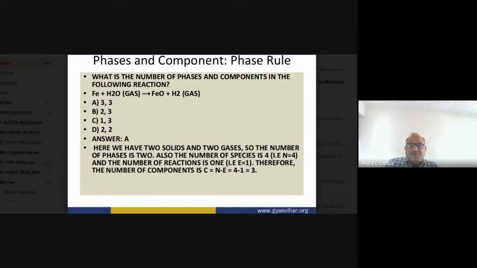Now, what is the number of phases and components in the following reaction? A simple reaction: iron and moisture are converted into FeO as well as H2S. Here the correct answer is 3. Here we have two solids and two gases. So the number of phases is two. Also the number of species is four, and the number of reactions is one. Therefore the number of components is calculated as n minus e, which is 4 minus 1 equal to 3. So this is the correct answer.